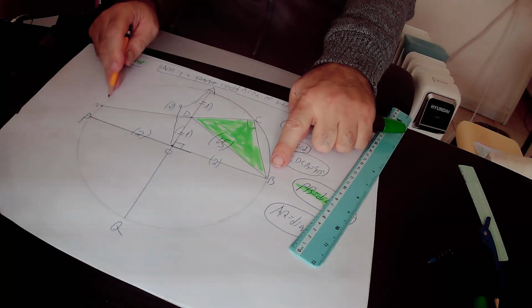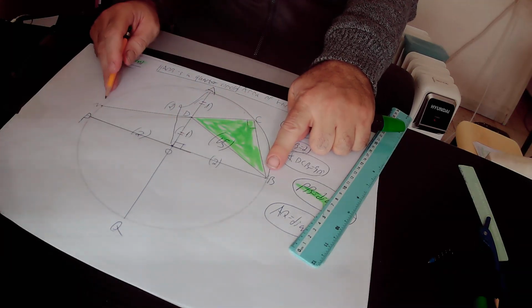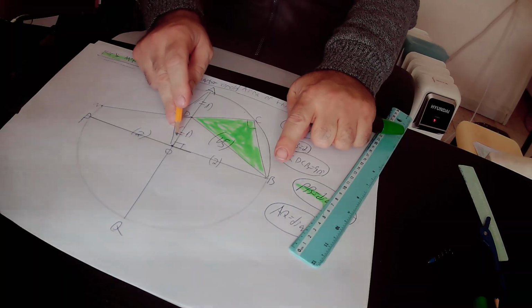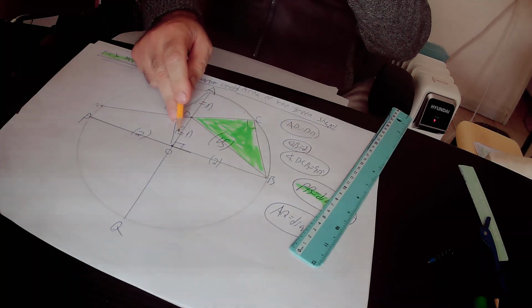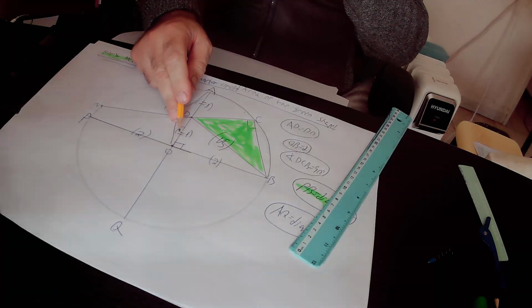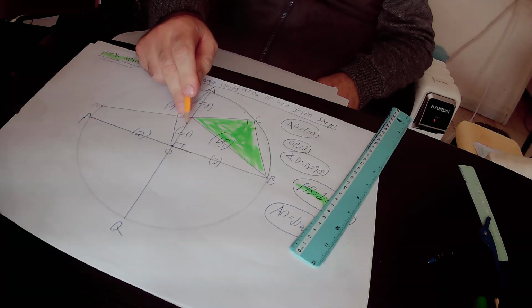But chord BN is definitely not the diameter of the circle. Why is chord BN not the diameter of the circle? Because chord BN doesn't pass through point O, the center of the circle. And any chord that doesn't pass through the center of the circle cannot be the diameter of the circle. So we have here a contradiction to rule 5.